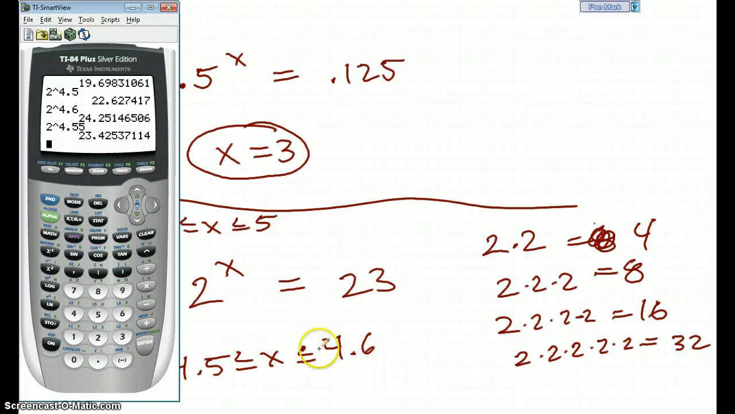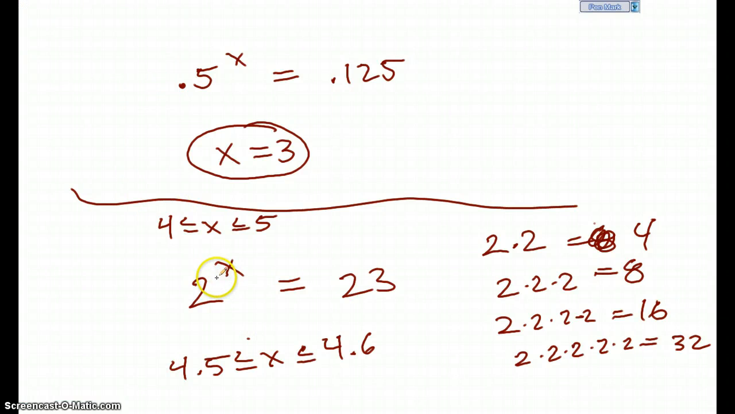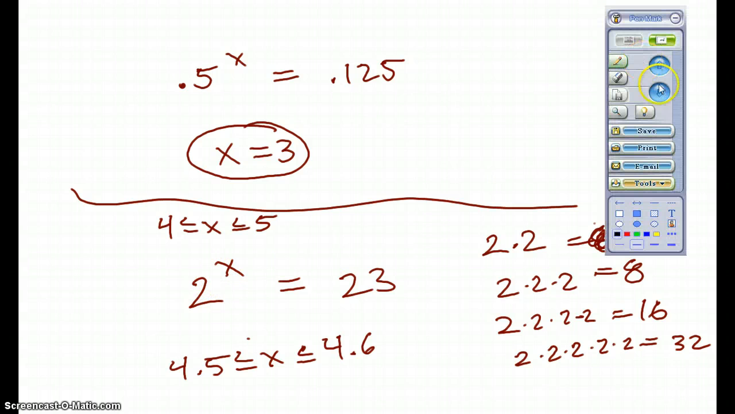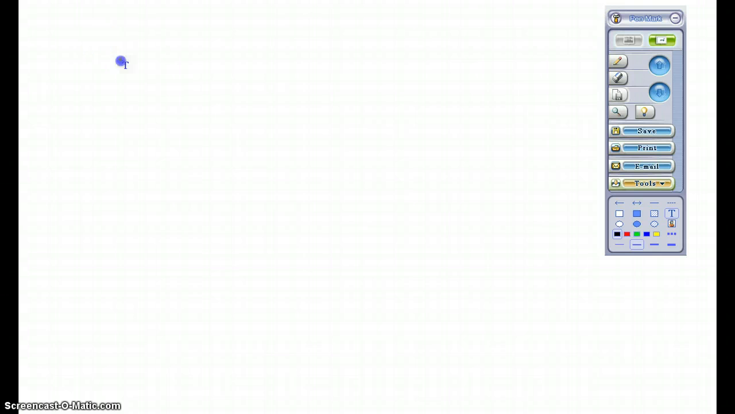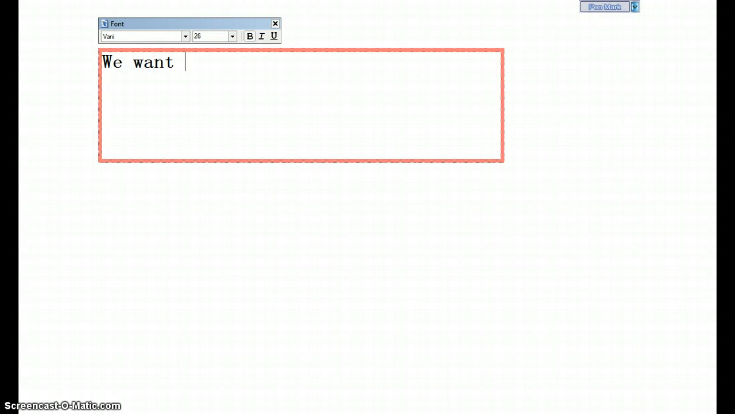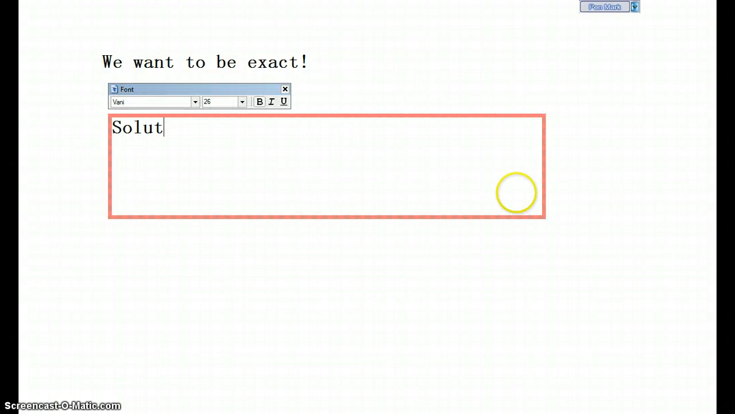Well, as you're probably guessing, depending on how close we actually want to get, if we feel that this is close enough, 23.4, then we would stop and say our answer is 4.55. But in a lot of situations, we want to be exact, especially in math. We want to be exact. Well, this is where our solution would be to use logarithms.